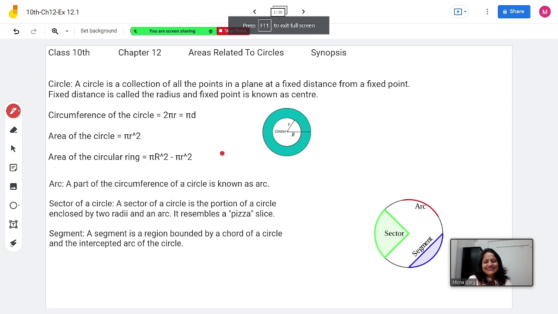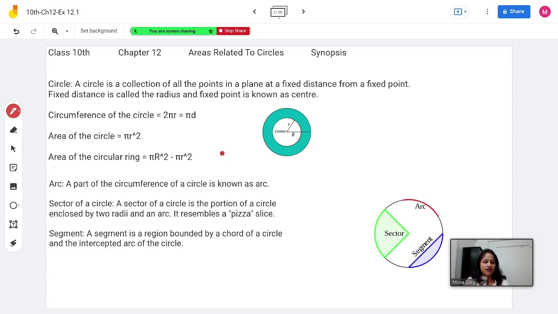Hello, 10th class. Today we will do chapter 12, and this is area related to circles. So basically we will deal with the circles in this chapter. So before starting the chapter, let's have a look at some definitions and the parts of the circle that we will discuss in this video.